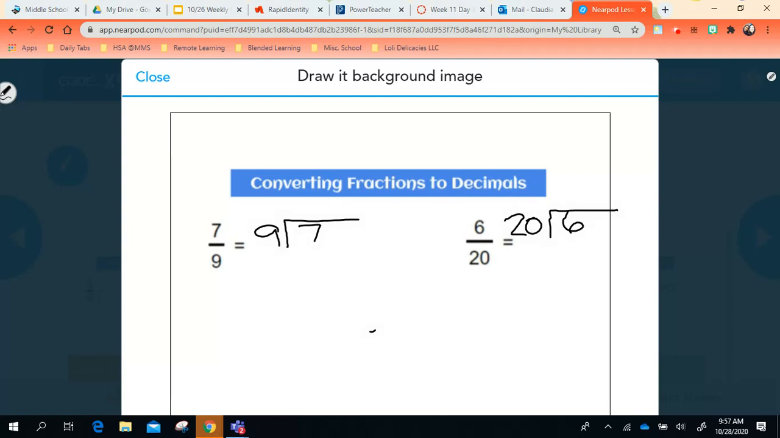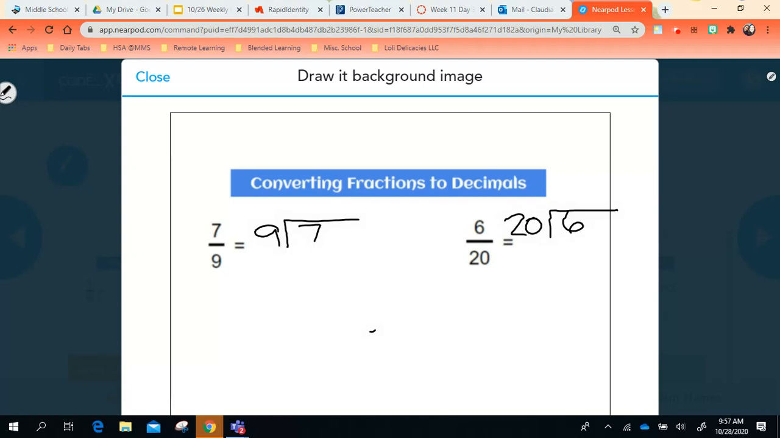So .77, and when you read it here, you can use a bar over the 7. Do you want these around? So then, since you can't write this, you have to use the bar for that.